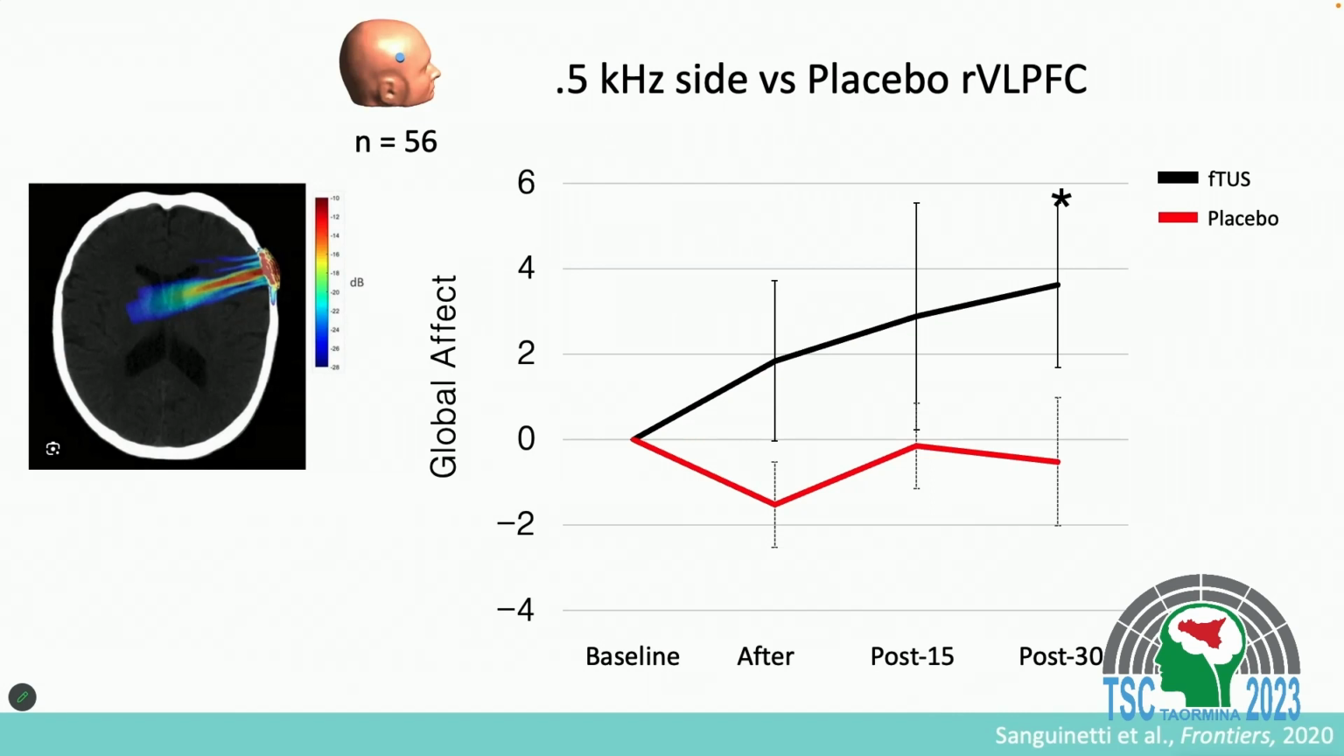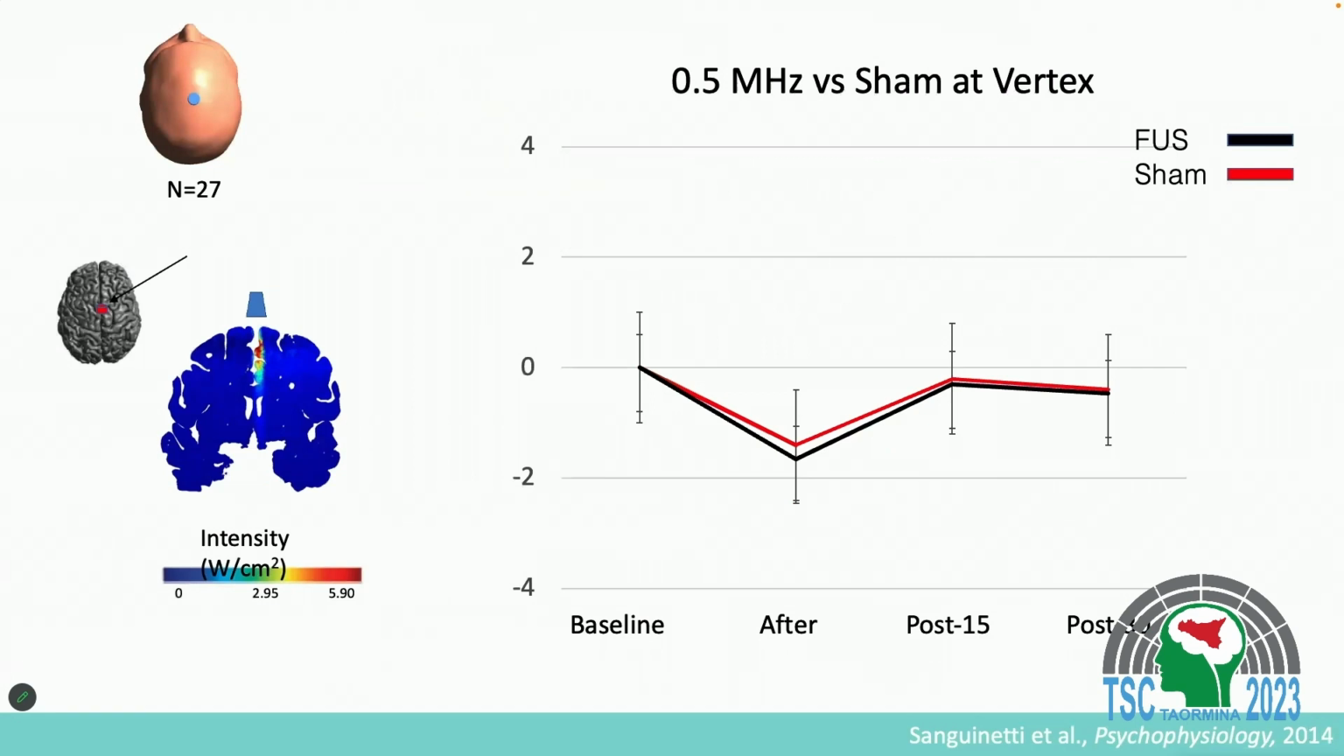We also targeted some control locations to make sure there's specificity to the target. And we found that by moving to the top of the head to a control location, now you don't see that effect. So ultrasound to basically the anterior cingulate didn't change emotion. So that's important, right? Because if you're going to use a tool to really target particular brain regions to study neural correlates and neural causes of consciousness, you need specificity in that tool.